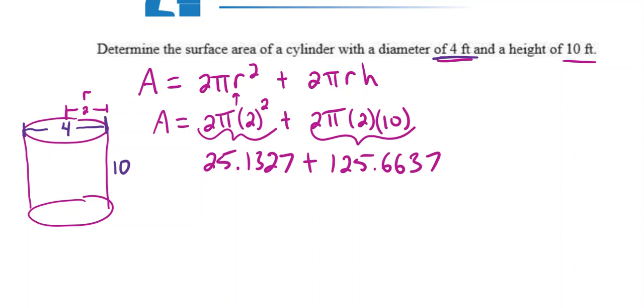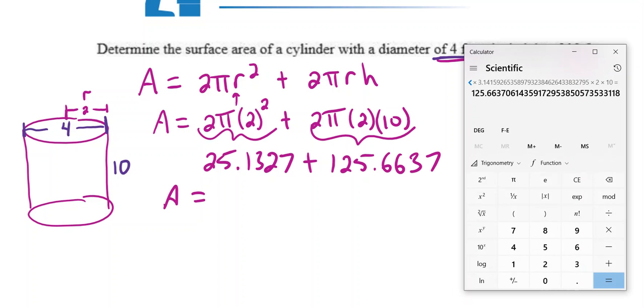Okay, so then the area is equal to, and we're just going to add those up. One thing you guys can do with your calculators too, right, is this number is already in my calculator with a whole bunch of digits. So it's already there, so I can actually just go plus, right? And then this first number, 25.1327. So yeah, 150.79.